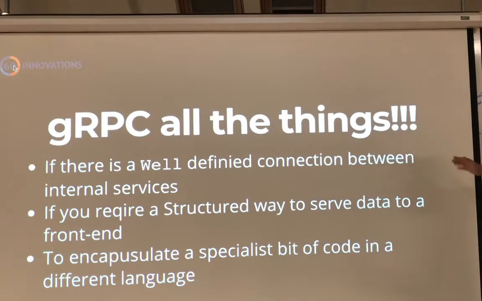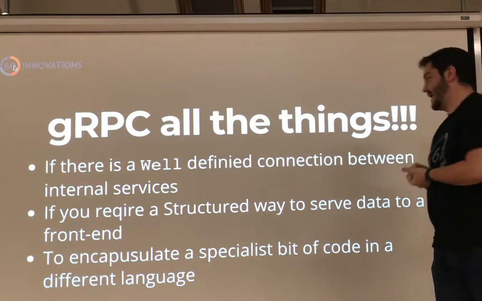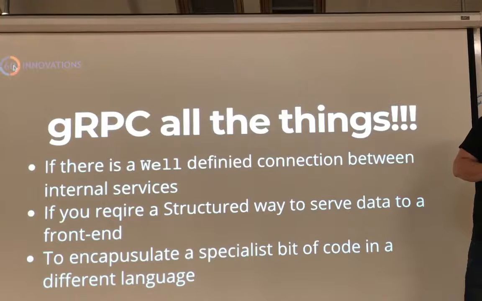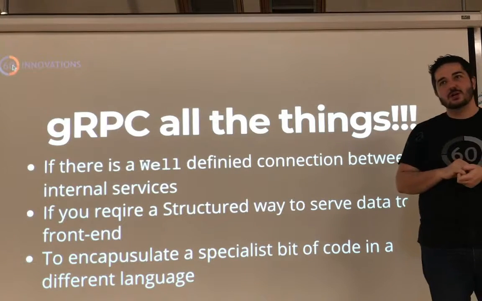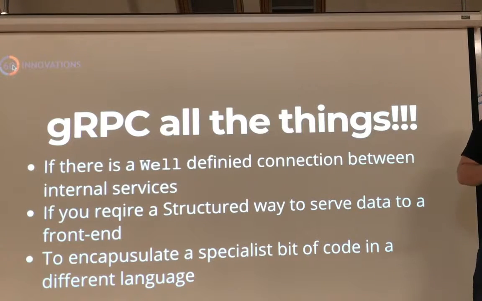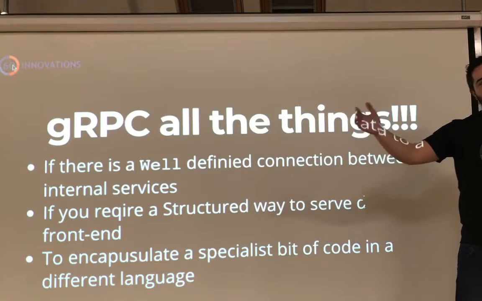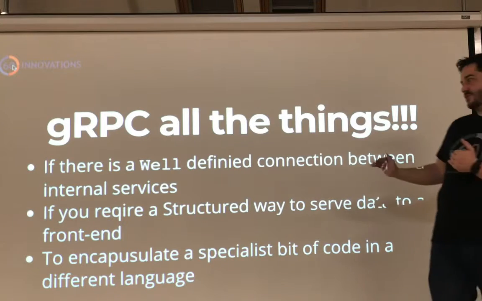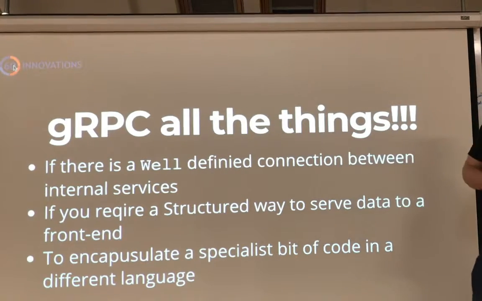So let's gRPC all of the things. So only do it if there's a well-defined connection. I think if you are in startup mode and still trying to work out what your product is and does, maybe going for such a structured definition at the beginning is not the right approach. JSON exists and REST APIs exist because of their speed of development, and doing some of this first time around is probably a bit too much of an overhead.